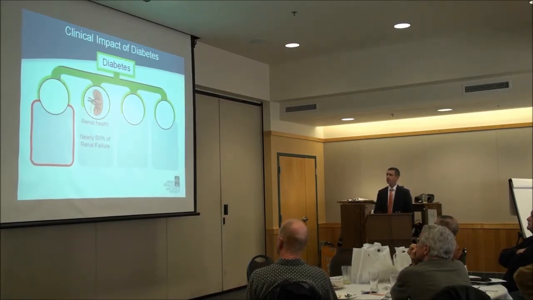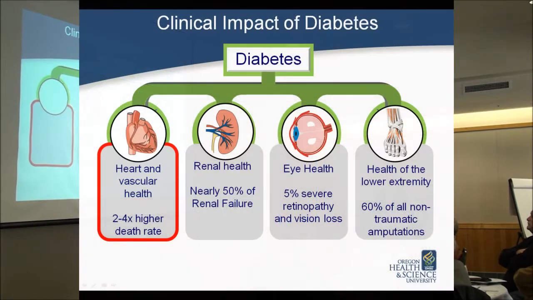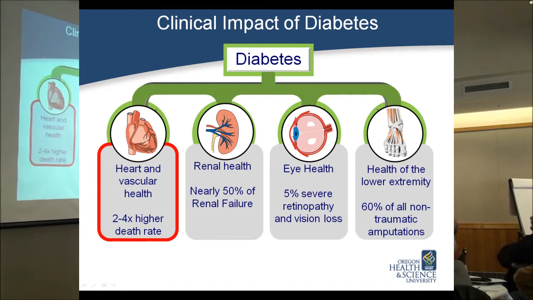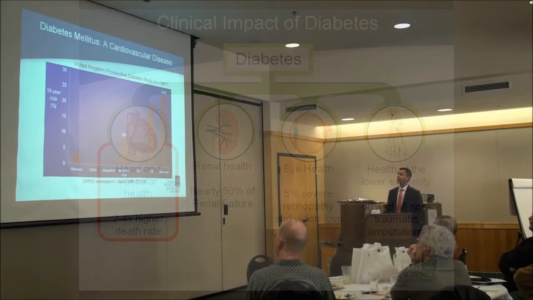What is the impact? Well, we know it affects the kidneys. Nearly 50% of diabetics will progress to some form of renal failure. It affects the eyes with vision loss and retinopathy. It affects the lower extremities with up to 60% of amputations. And really, it affects heart and vascular health with a 2 to 4-fold higher death rate from diabetes.